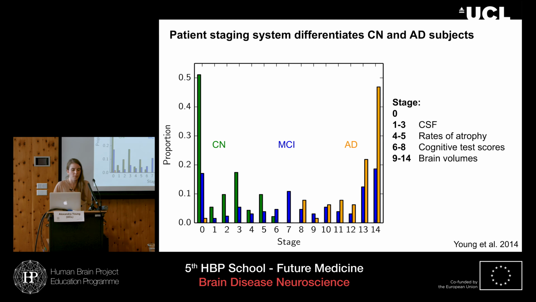Next we looked at the patient staging system to see whether it had utility for diagnosis and prognosis. What we find is that staging individuals using this type of model, we get good separation of cognitively normal and Alzheimer's disease subjects. Cognitively normal subjects in green are generally assigned to earlier stages, whereas Alzheimer's disease subjects are generally assigned to the later stages, as you'd expect. And this gives a high classification accuracy for separation of those two groups. The MCI subjects, in comparison, are much more spread out across the stages and a much more heterogeneous group.